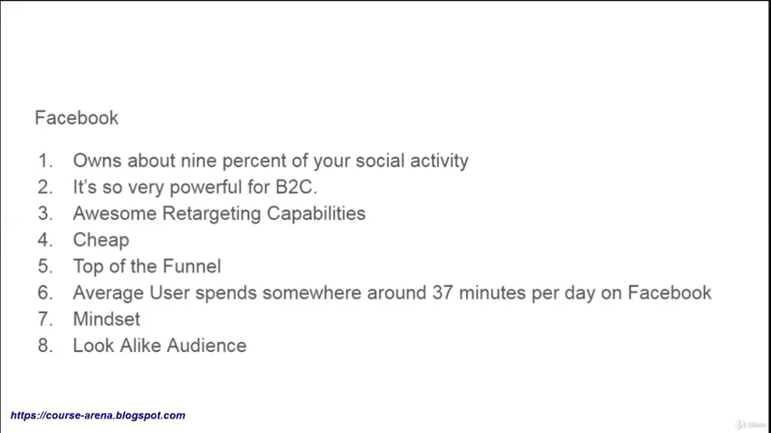Also, it's cheap when you talk about B2C. Now here when I talk about cheap, you need to distinguish B2C from B2B. This is because when you talk about B2C, Facebook is really cheap. You could get a click for less than $1. But when you talk about B2B, it doesn't have too much data about B2B, because people don't update their professional life on Facebook.